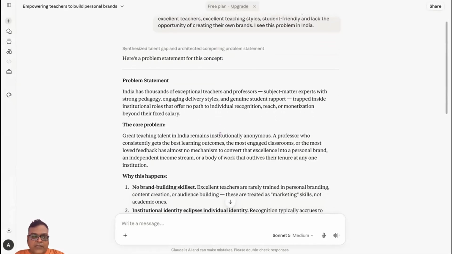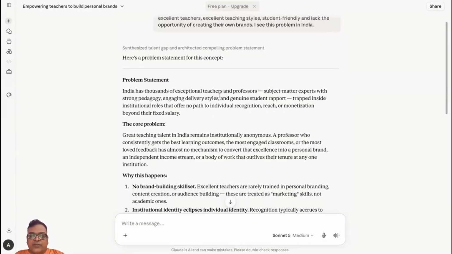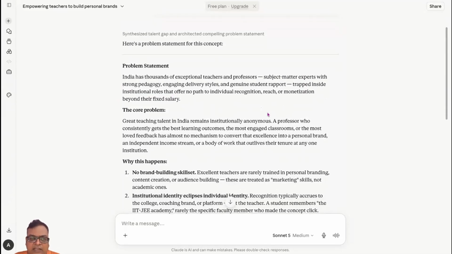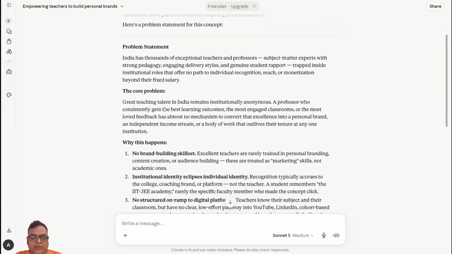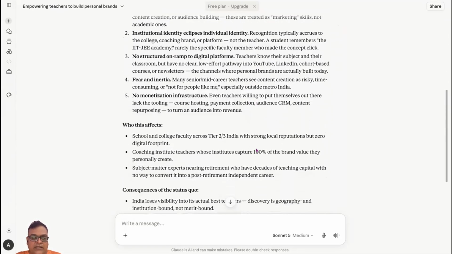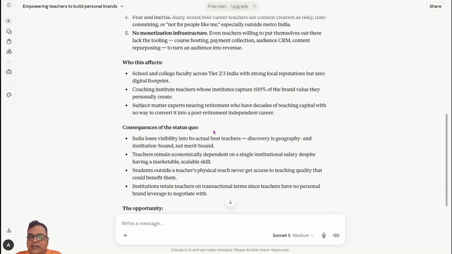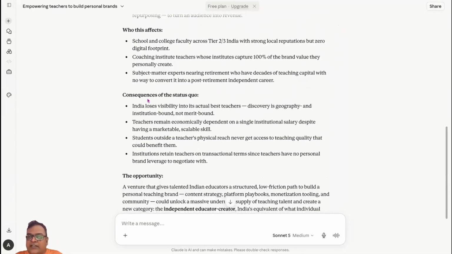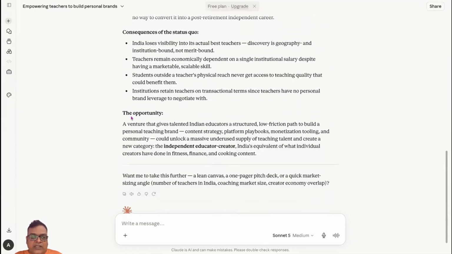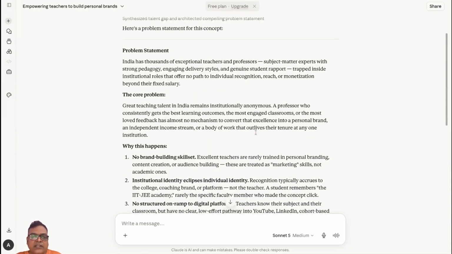Let's come to Claude. In Claude, you have a problem statement. India has thousands of exceptional teachers and professors who are subject matter experts with strong pedagogy, trapped inside institutional roles that offer no path. Somewhere it has given that they're not getting a good platform. Then there is a core problem, and a reason for that, and who this affects: school and college faculty, with very specific detail. So it has given quite a lot of detail: who is facing the problem, what the exact problem is, and what the current result is. The opportunity is a venture that gives talented Indian educators a structured, low-friction path. Wonderful.